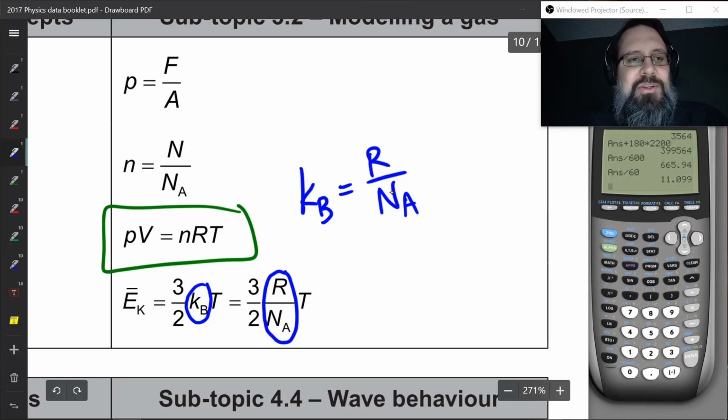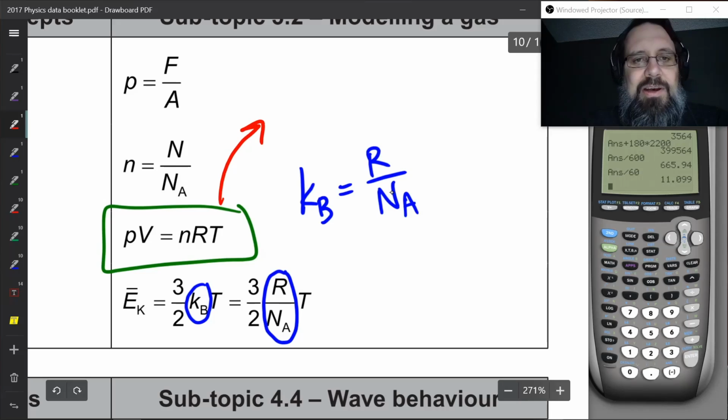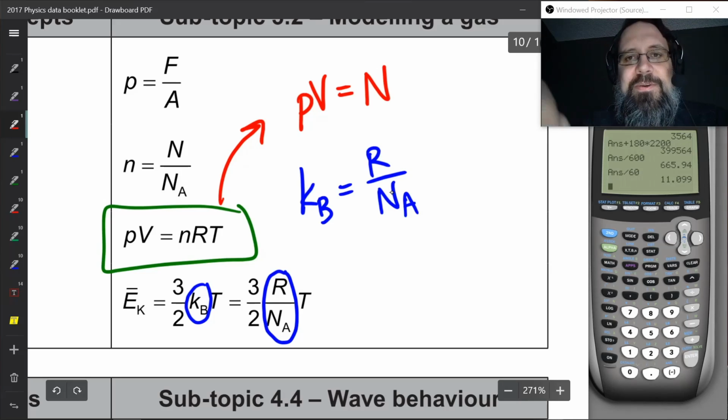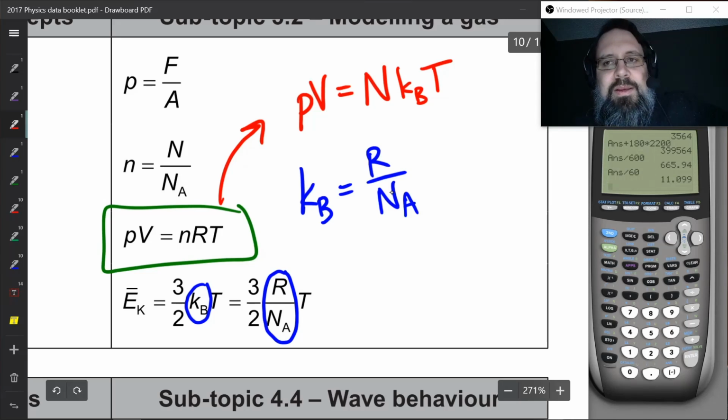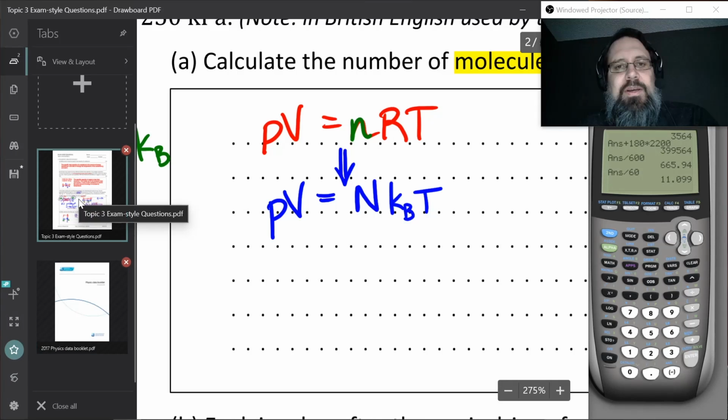And so what I'm trying to show you guys is that the ideal gas law can be rewritten as PV equals number of particles times Boltzmann's constant times temperature. So yeah, there it is. Okay, so back over to here. So why am I using this?